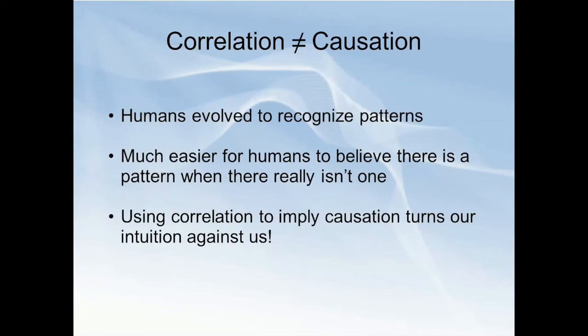Why is it so easy to fall into this trap? Humans evolved to recognize patterns. It's much easier for humans to believe that there is a pattern or a connection when there really isn't one. Using correlation to imply causation turns our human instincts against us.